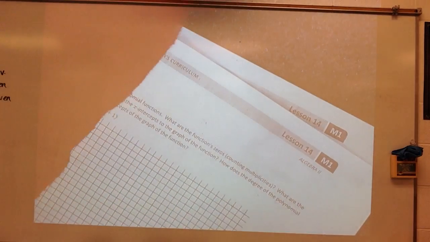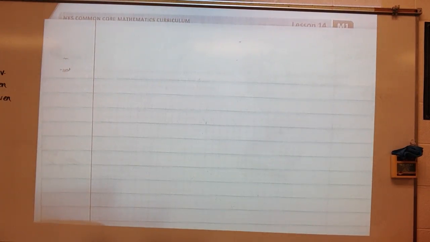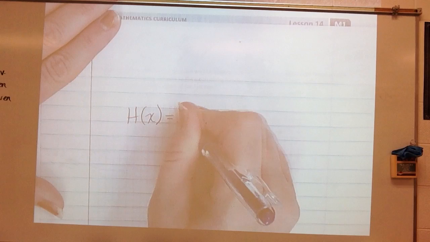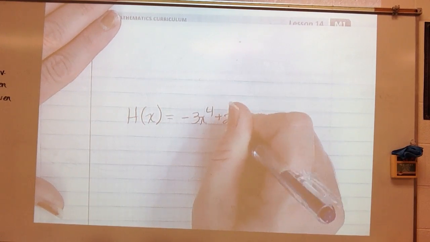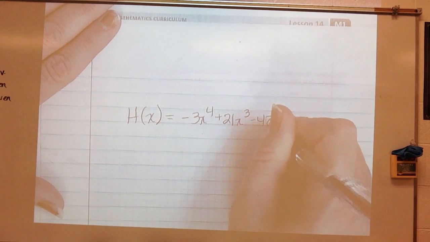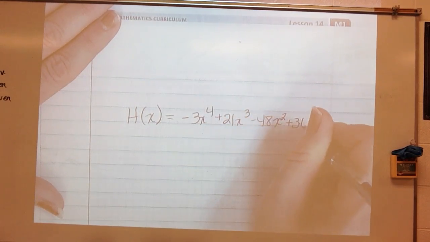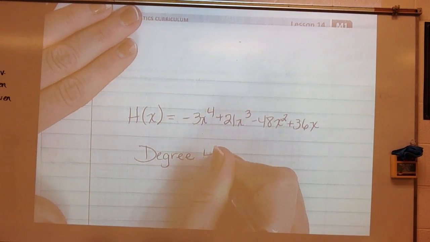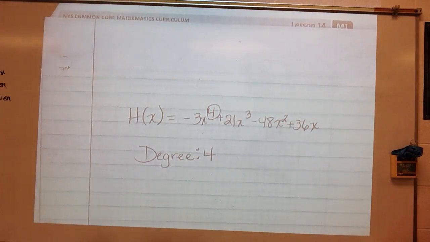Let me get a separate sheet of paper because there are some things I want to talk to you about. The degree of the polynomial function h, the one from the beginning of our lesson, our roller coaster, is 4. I figured that out by looking at the highest exponent on my x.